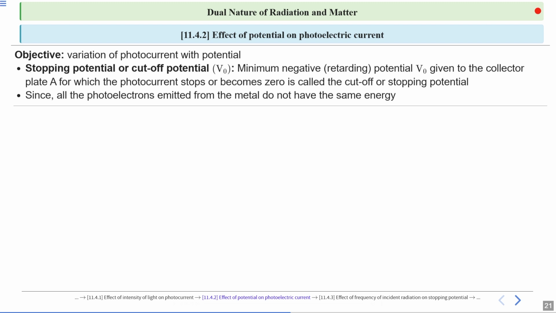Not all photoelectrons have the same energy when they leave the metal. Some have more, some have less, depending on how deep inside the metal they started and how much energy they absorbed from the light. This variation in the energy explains why the photocurrent does not stop instantly as we increase the negative potential, but gradually decreases until it reaches zero at the stopping potential.